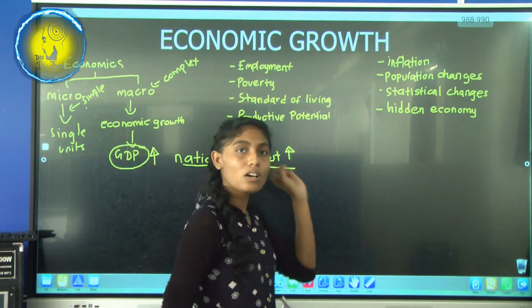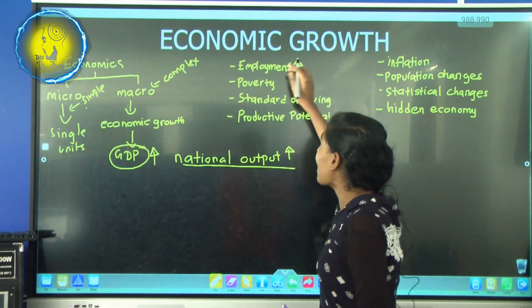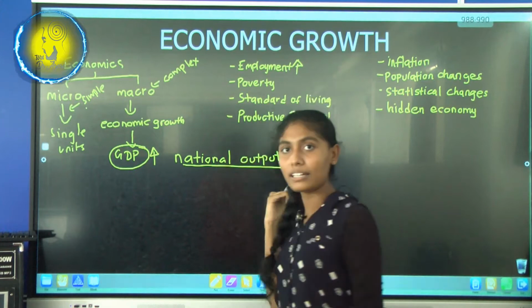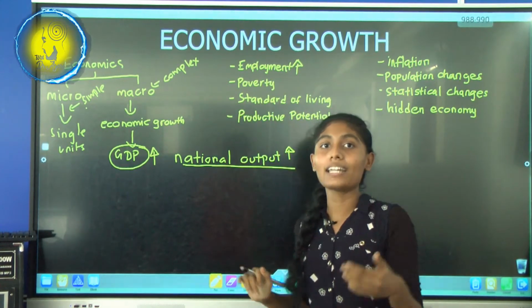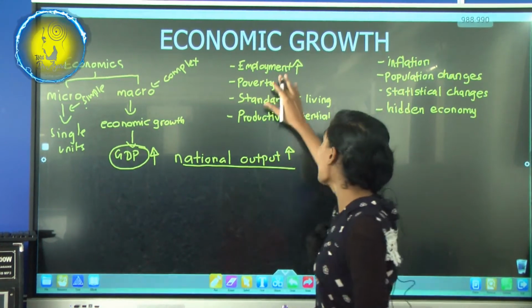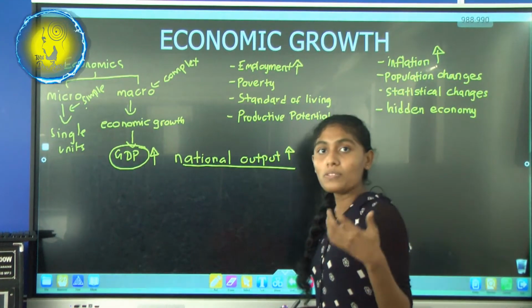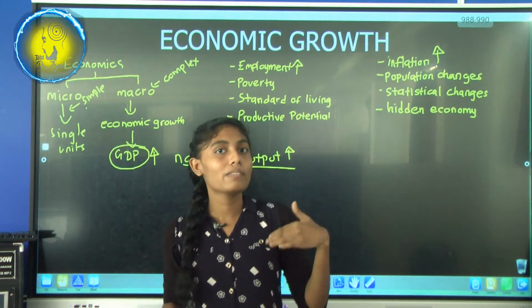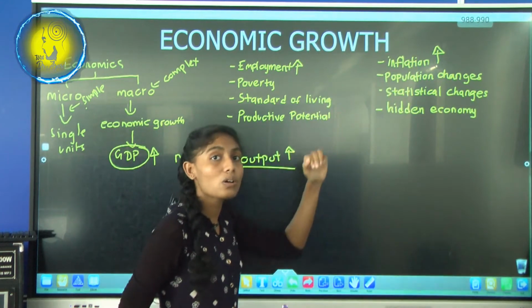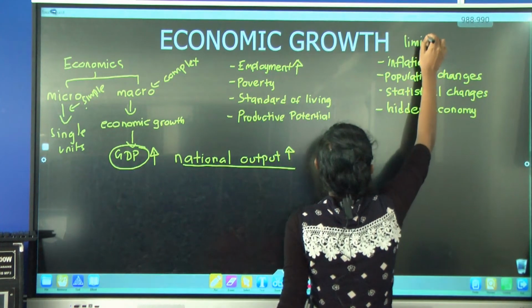So what are the benefits of having economic growth to the economy? We will have more jobs, so our employment level will be increasing. When we have more jobs, we get high income. When our income increases, we demand more goods and services, and there will be inflation as well. When there are more jobs, we have more money in our hand, so we will be demanding more goods and services. On the other hand, our inflation rate also will be increasing. So this is one of the limitations of having economic growth.